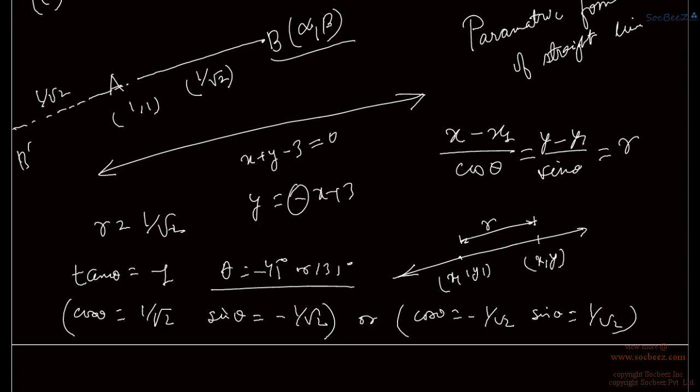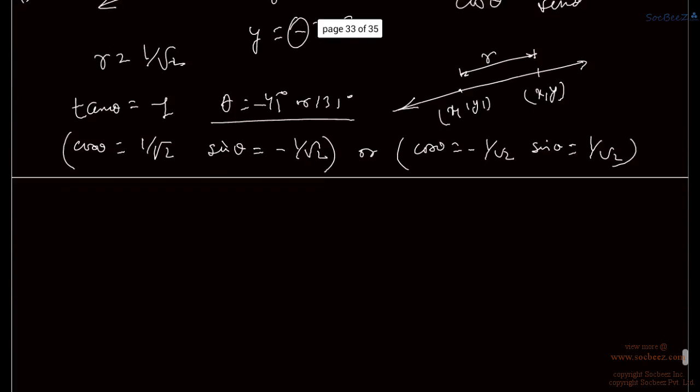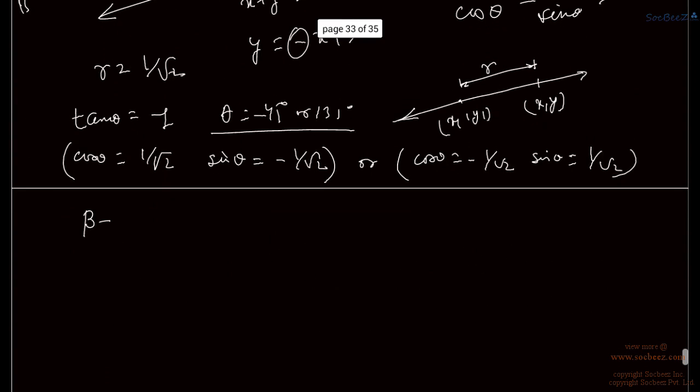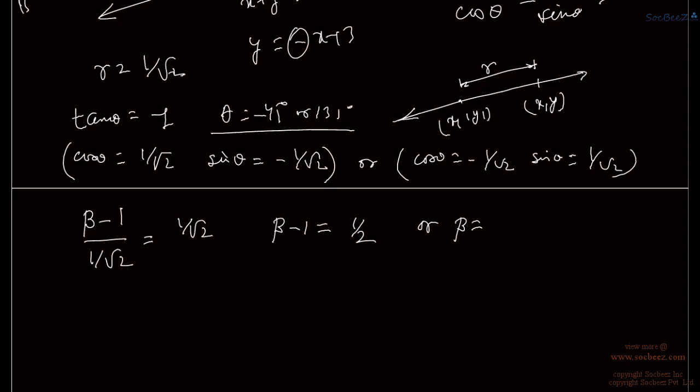Now let us find alpha and beta. So beta minus 1 upon sin theta, let us take sin theta as 1 by root 2, is equal to r. R is also given as 1 by root 2. So from here beta minus 1 is equal to half, or beta is equal to 1 plus half, that is 3 by 2.